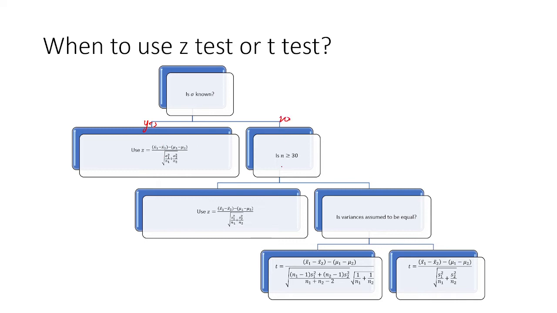Kapag hindi, tanungin mo ang sarili mo, greater than 30 ba yung ating sample size? Kung yes, gagamitin mo tong isang to. And kapag no, tatanungin mo ulit sa sarili mo, is the variances assumed to be equal? So pag yes, laging yun ang assumption kapag wala kang sinabi na hindi. Kapag binigay na yung variances mo ay unequal, then ito yung gagamitin mo. And kapag stated or kapag alam mo na yung variances ng iyong data ay unequal, you will be using this one. Okay? So those are the somewhat a flow chart kung paano natin i-determine kung aling test yung gagamitin natin. And let's have this example.